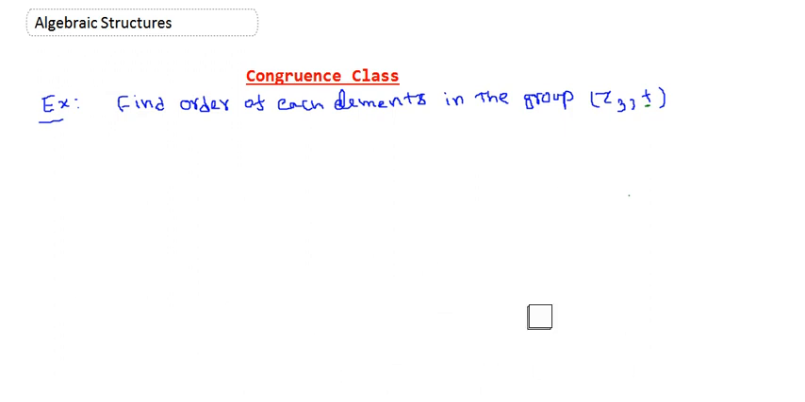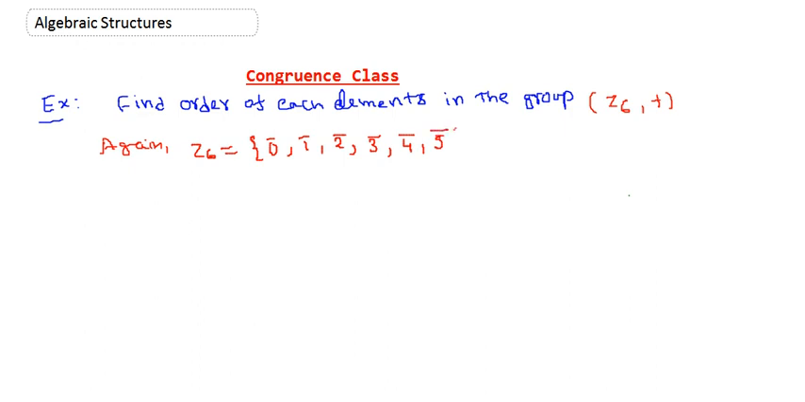What we're going to do is again find the order of each element in the group. So instead of the group Z3 with addition, we're going to take the group Z6. So we are taking Z6 with addition, and we are going to find the order of each element. First let me write down Z6. What is Z6 basically? Z6 contains the classes 0 bar, 1 bar, 2 bar, 3 bar, 4 bar and 5 bar. They are all distinct classes.